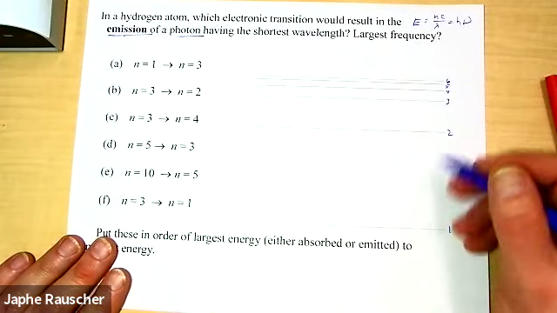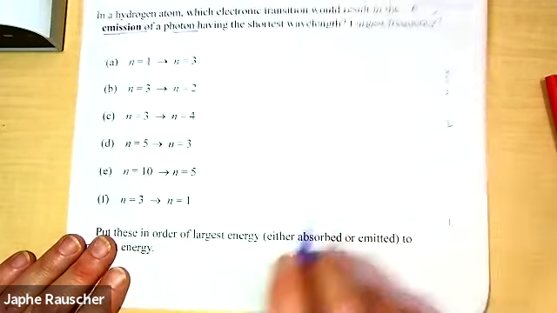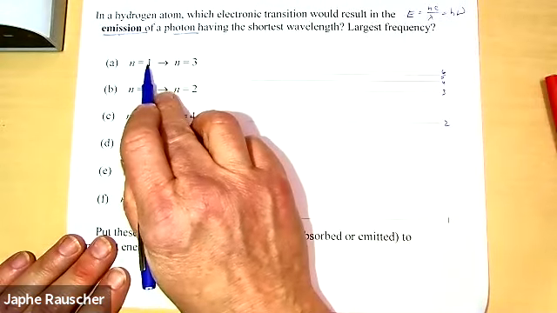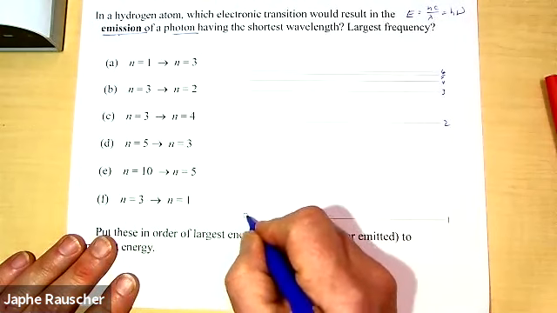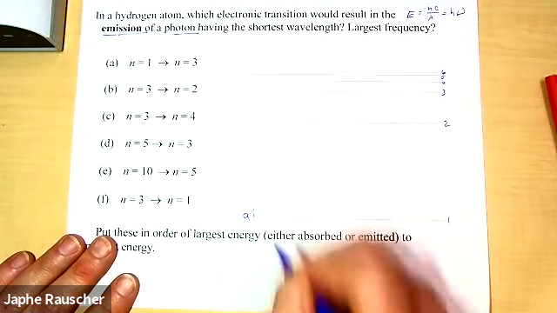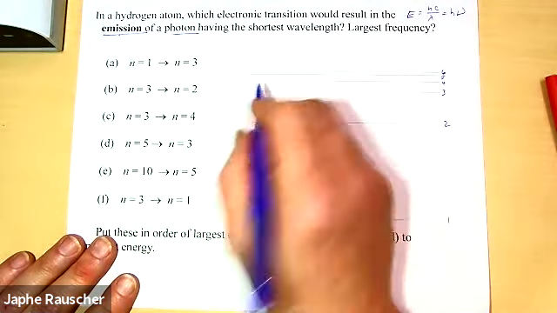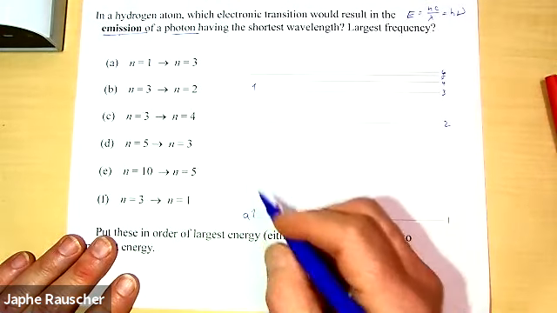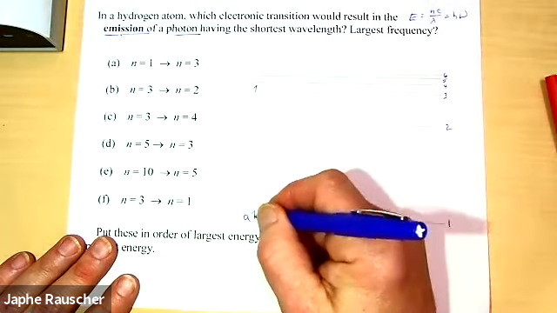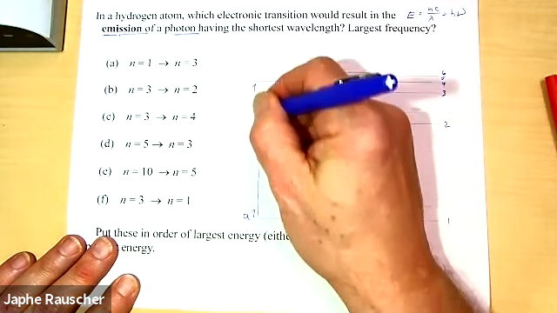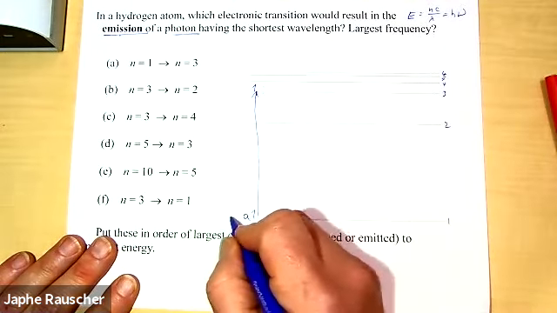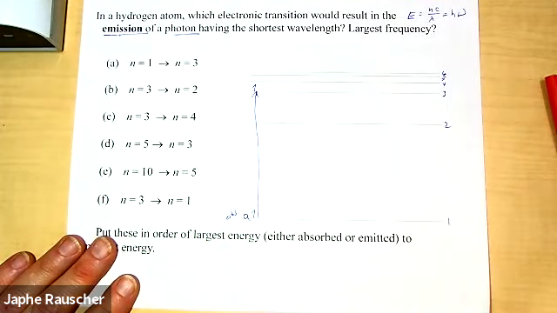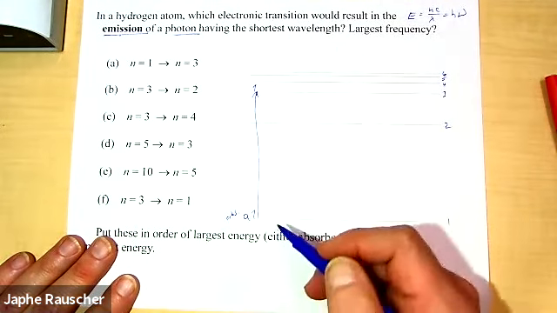So the largest transition is actually between 1 and 2. So we have the first one, A here, an electron going from n equals 1 to n equals 3, okay? And that transition from here to here is going to be an absorption, because it's going to excite that electron up there.